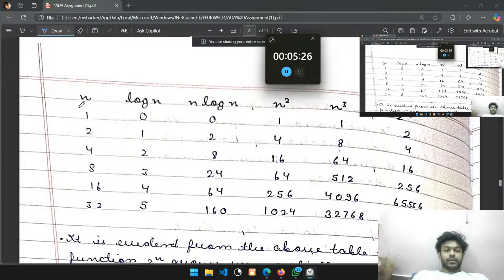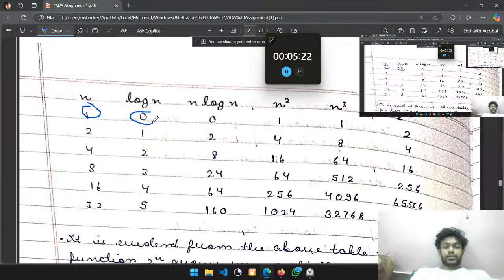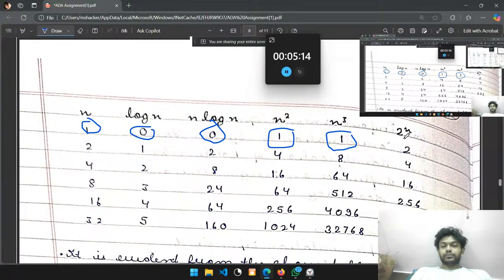So what is n? 1 log n is also 0. And log n is 0. And square is 2, becomes 1.